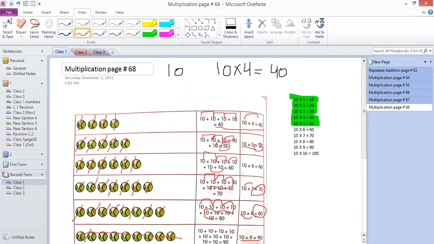So revise the table after 5. 6 times 10 will give you 60. 7 times 10 will give you 70. 8 times 10 will give you 80. 9 times 10 will give you 90. And 10 times 10 will give you 100. So this is all about the table of 10.